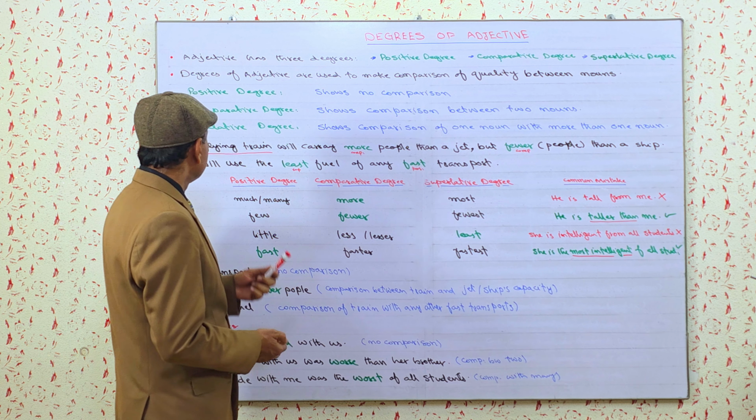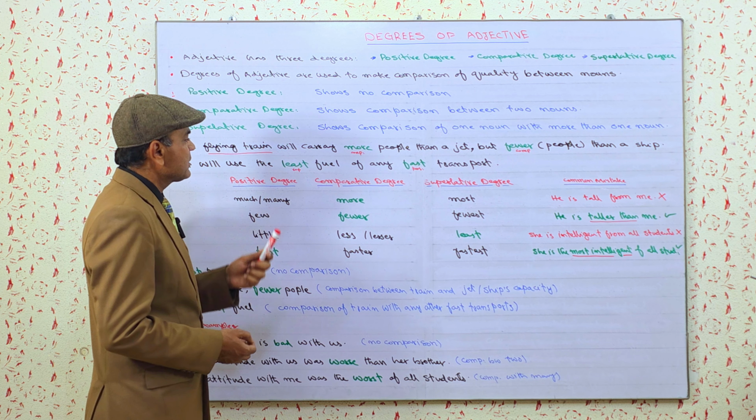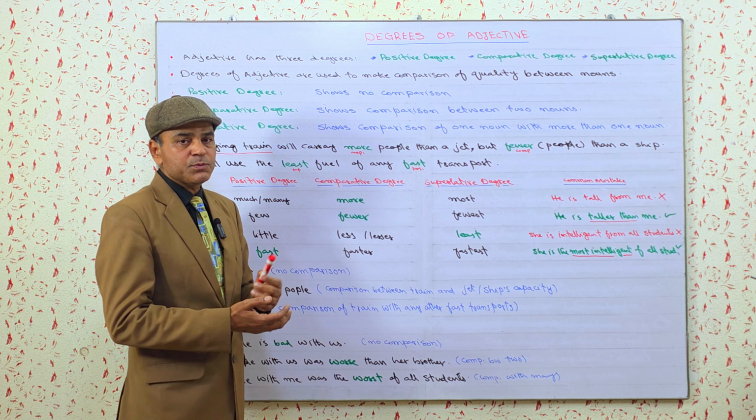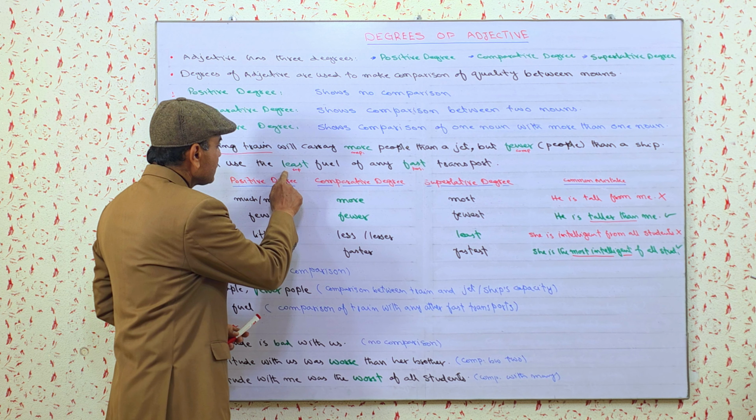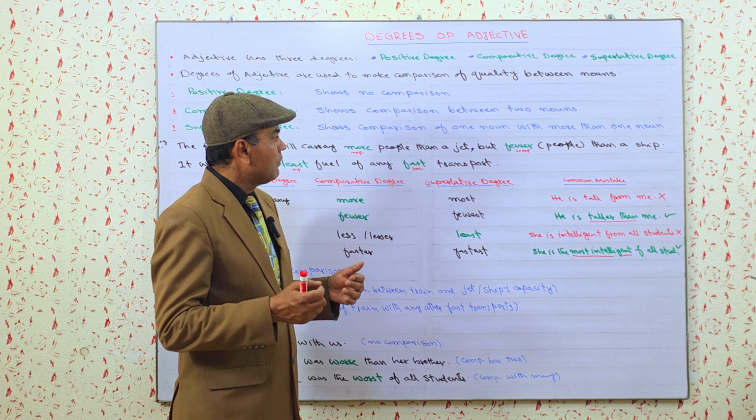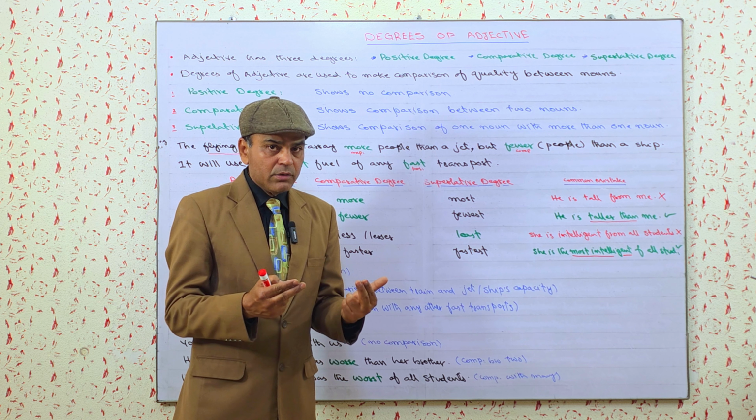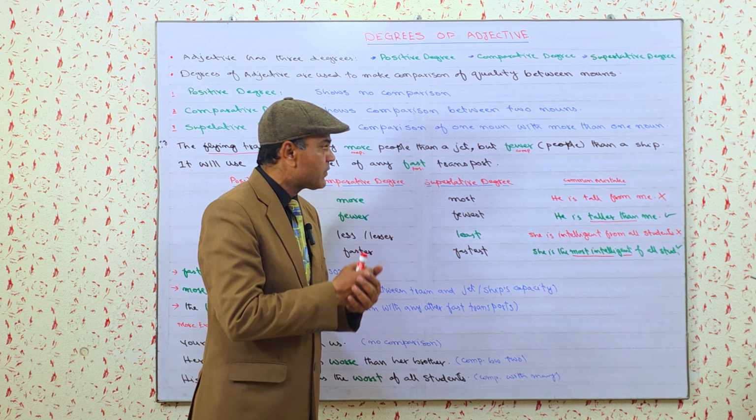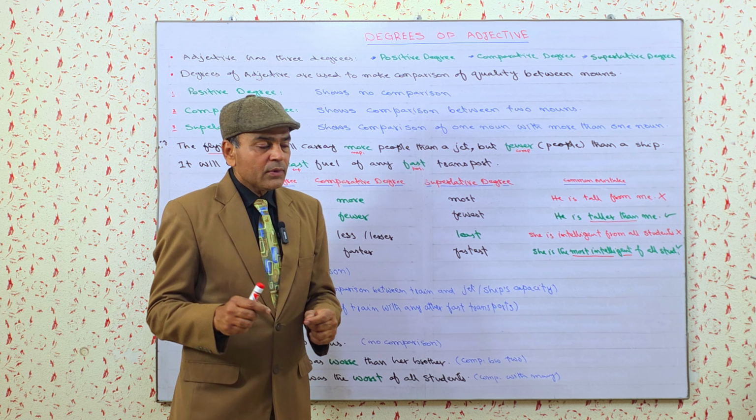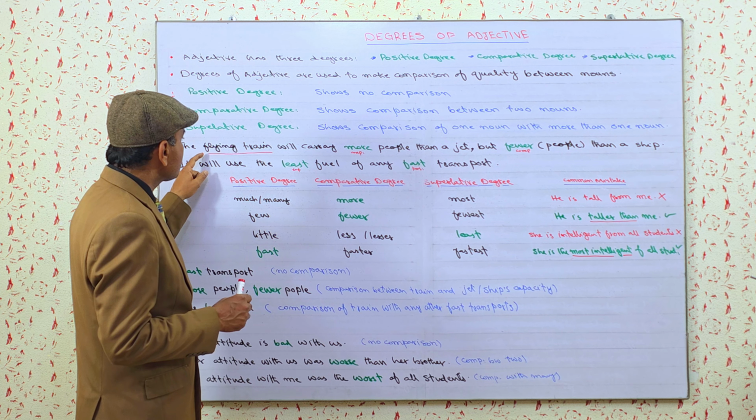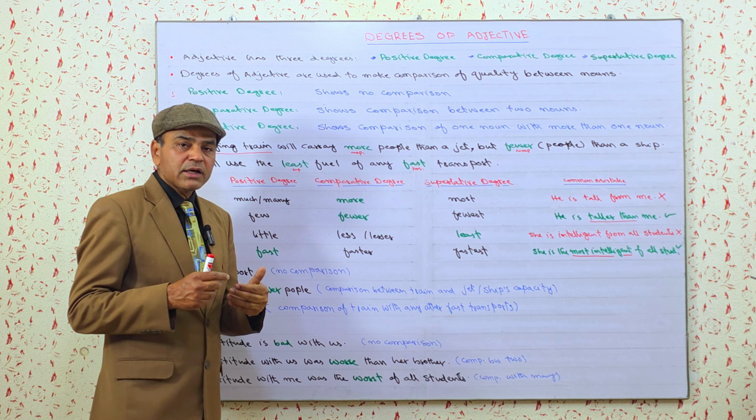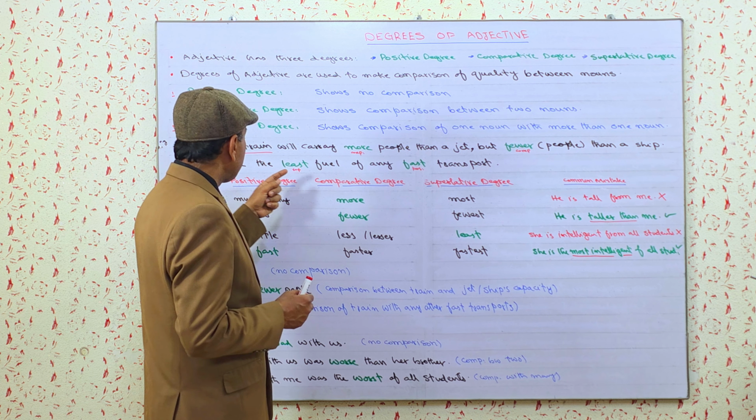And then it will use the least fuel of any fast transport. Here I am using the superlative degree. It means we have a ship, we have a jet, which are two different modes of transport, and other transports use fuel, and the flying train also uses fuel. But when we compare the consumption, the flying train has the least.